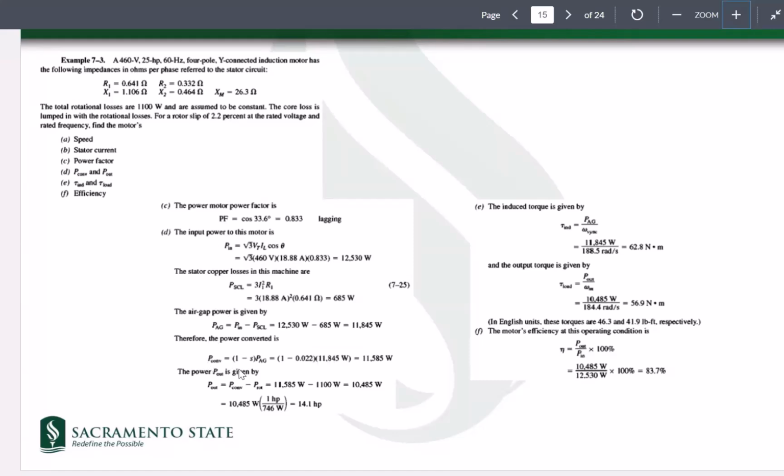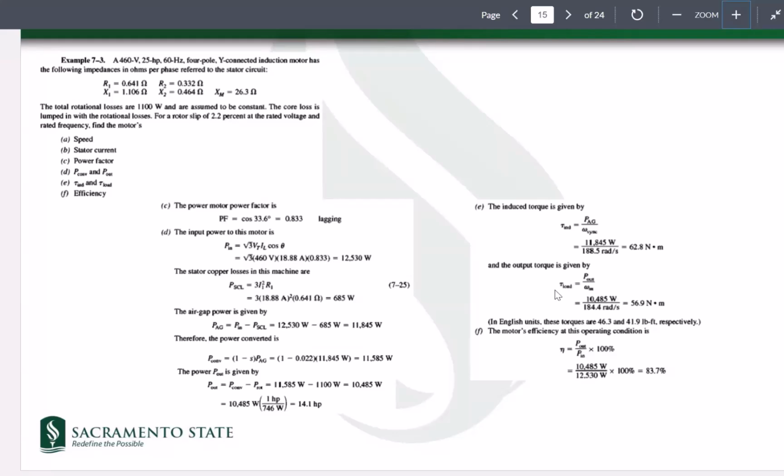And then P converted would be (1 minus S) times P air gap. This is an equation that is very helpful. Again, if you have the slip already, (1 minus S) times P air gap becomes the converted power. And the output power would be the converted power minus the rotational losses. Now, tau induced is P air gap over omega synchronous. This is, again, an equation that is very useful. If you have the air gap power, since omega synchronous you already had in previous parts, it's easy to find it that way.